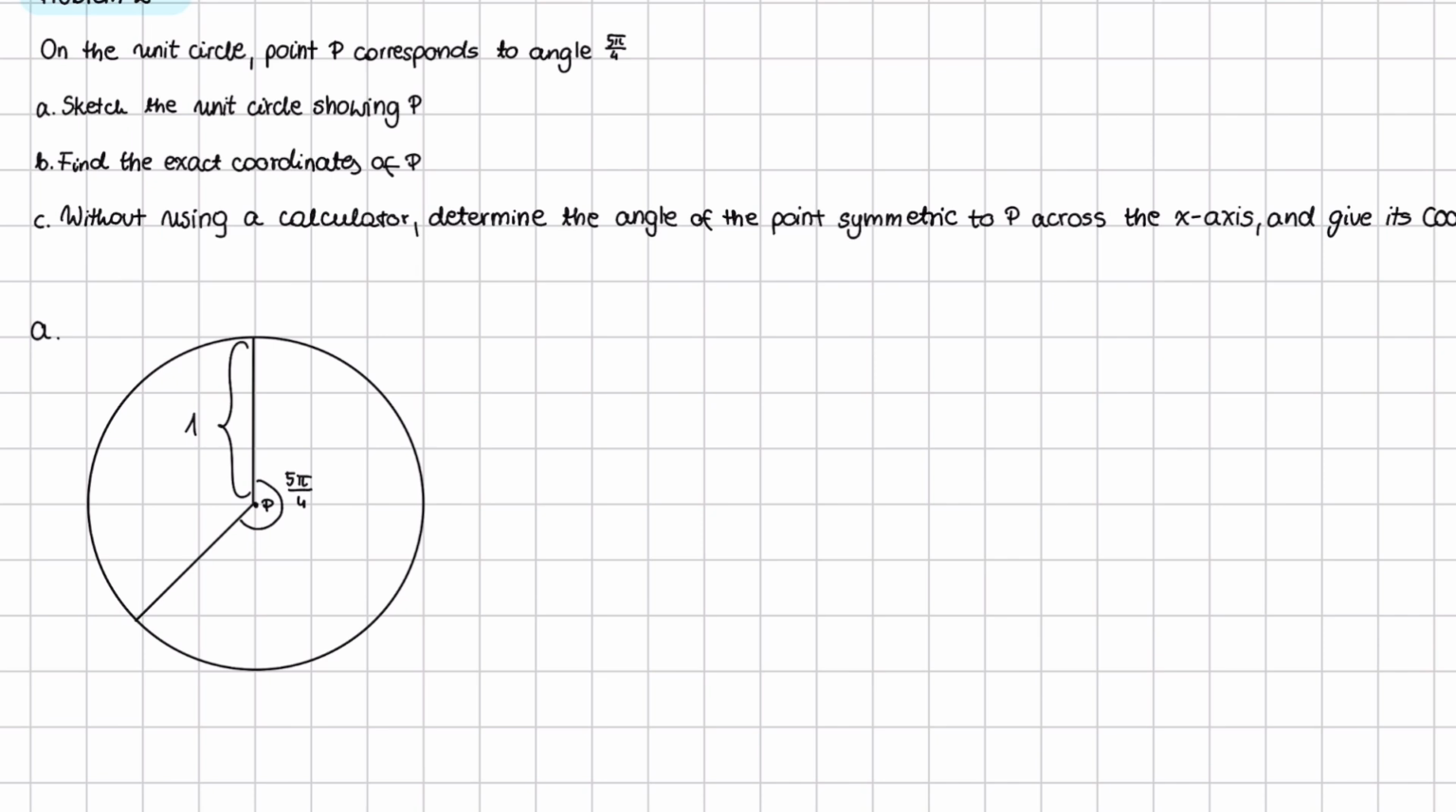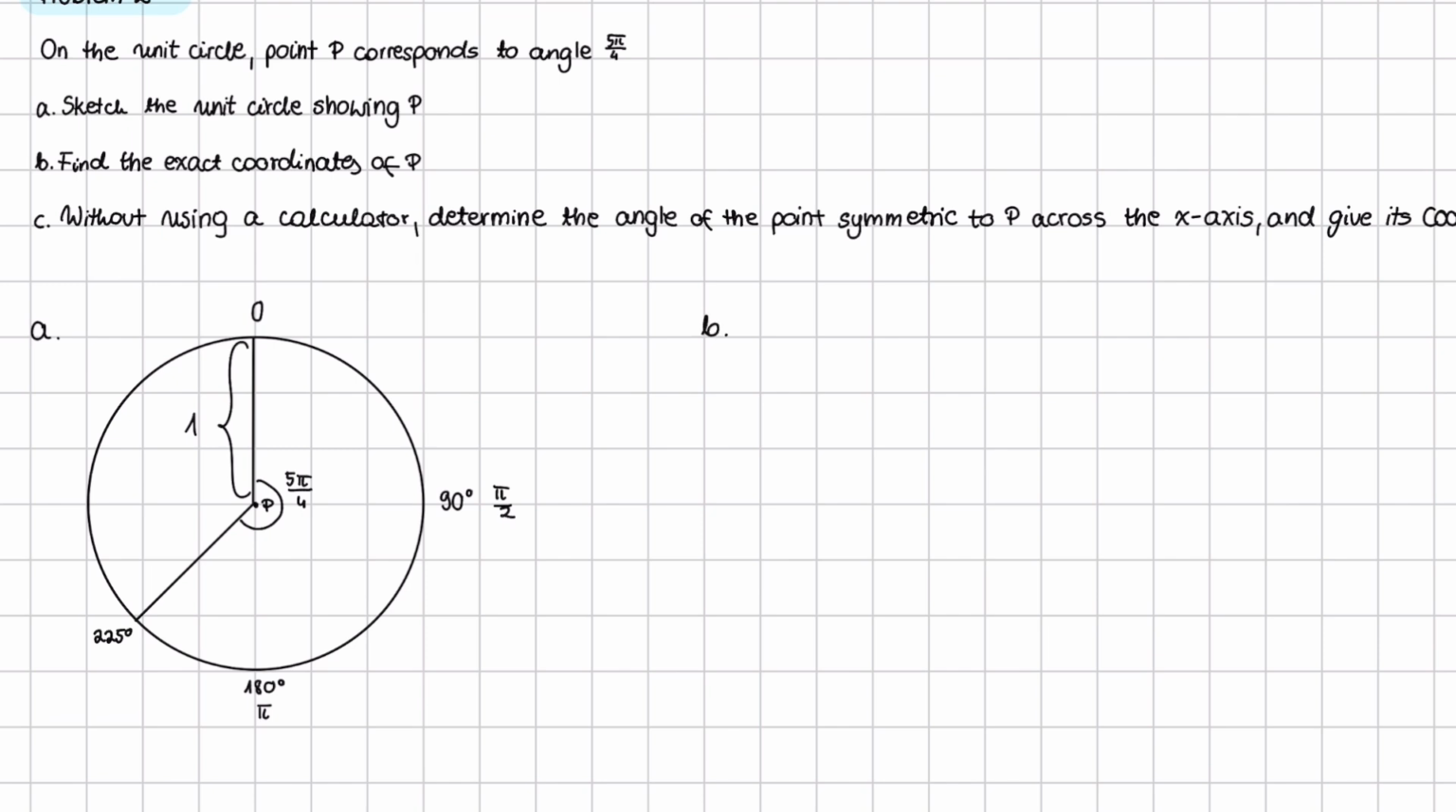So we know that we start in here with 0 degrees. Here we have 90 degrees, so pi over 2. Here we have 180 degrees, so pi, and so on. So here we have 225 degrees, so our angle 5 pi over 4. So this is our point P. And now we have to, in part B, find the exact coordinates of P.